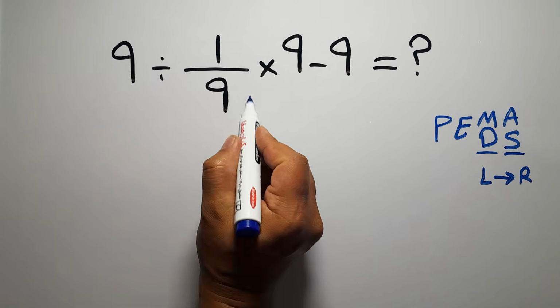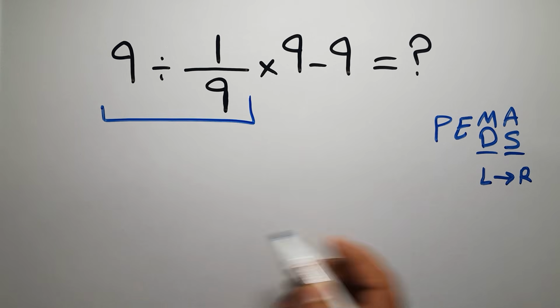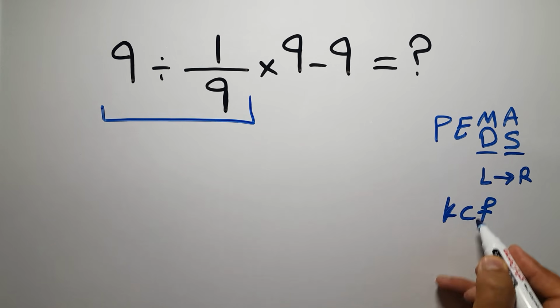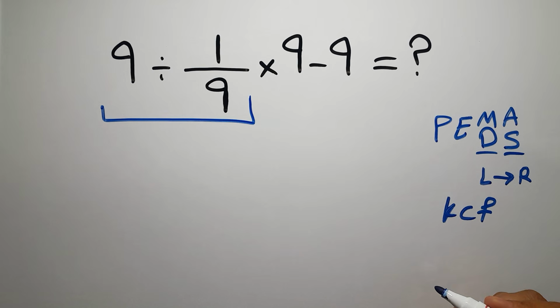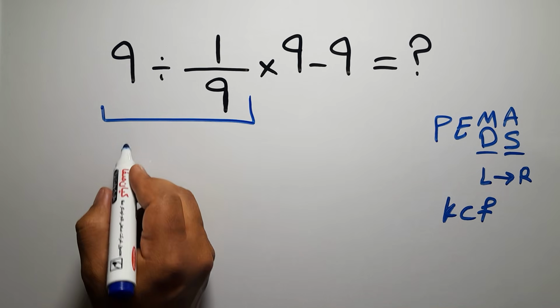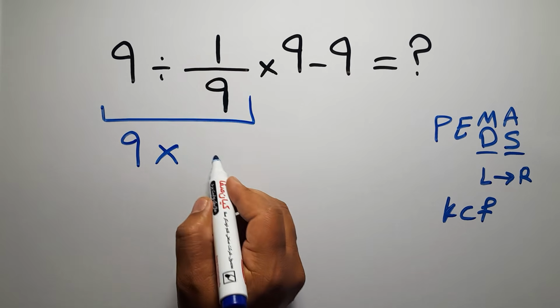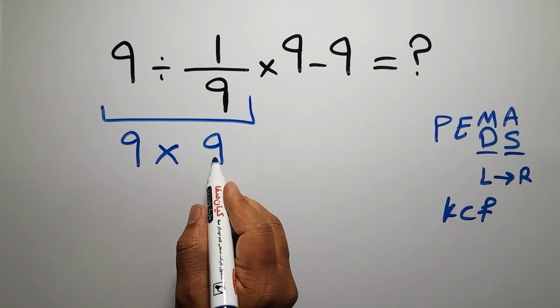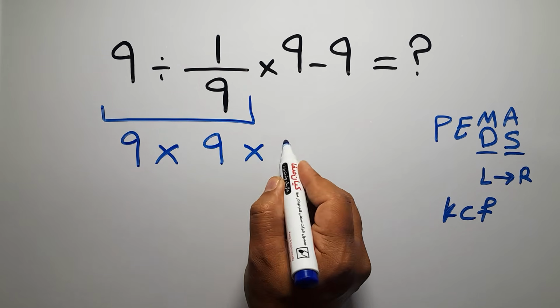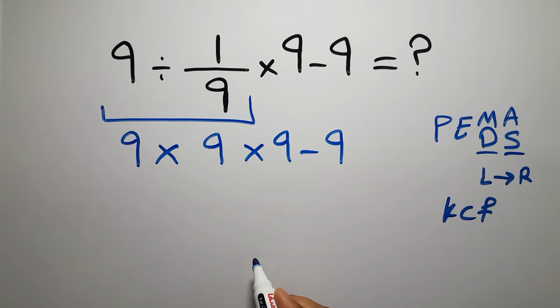9 divided by 1 over 9. According to the KCF rule, K stands for keep, C stands for change, and F stands for flip. We can write: keep the first fraction, change division to multiplication, and flip the second fraction. So 9 times 9, and again times 9 minus 9.